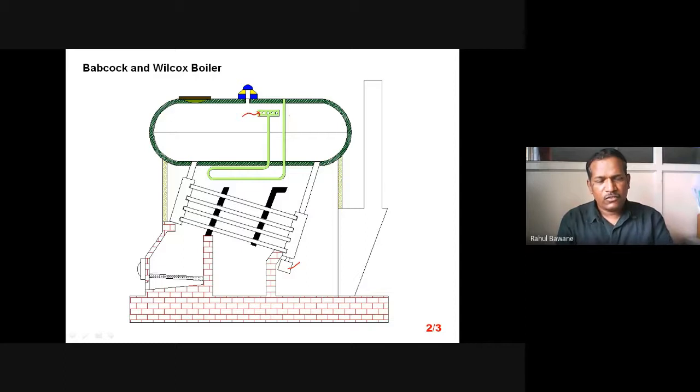Safety devices, or all the boiler mountings, are necessary for operation of that particular boiler. That means there should be a manhole, there should be a safety valve, there should be a water indicator. Without all these mountings, it is not possible to run your boiler.